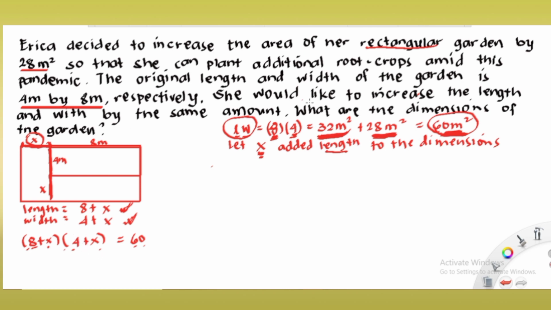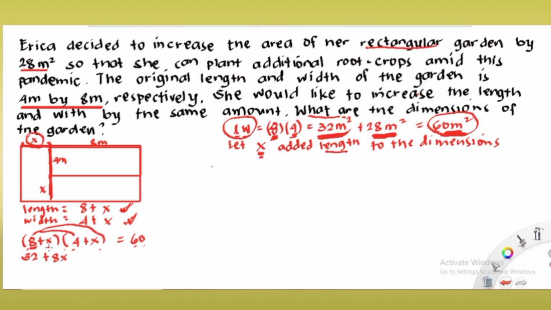So, what are the dimensions of the garden? So, ito yan. What are the dimensions of the garden? So, we will apply FOIL method or distributive property. Let's just distribute first the first term ng ating first binomial. So, distribute natin si 8. 8 times 4, that is 32. 8 times x is 8x.